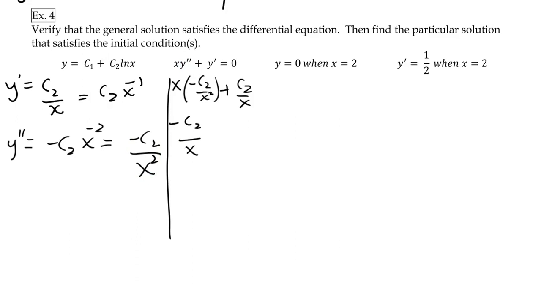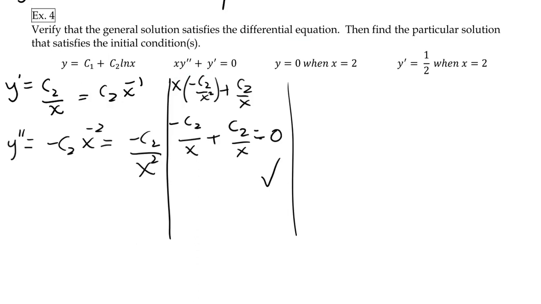So negative c2 over x plus c2 over x, well, what's that? That's clearly 0. So what we just did is we verified that the general solution right here satisfies the differential equation because it all simplified and we got 0 like we were supposed to. Okay, so we're good there.